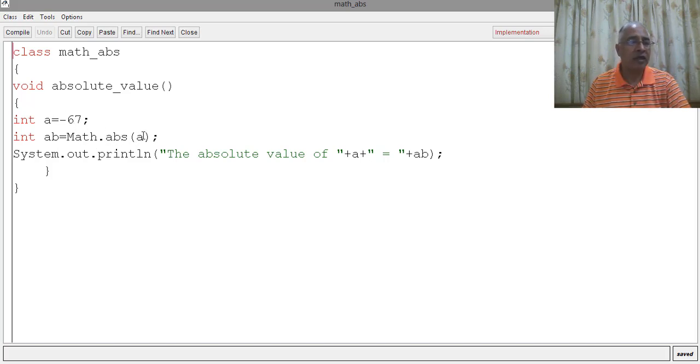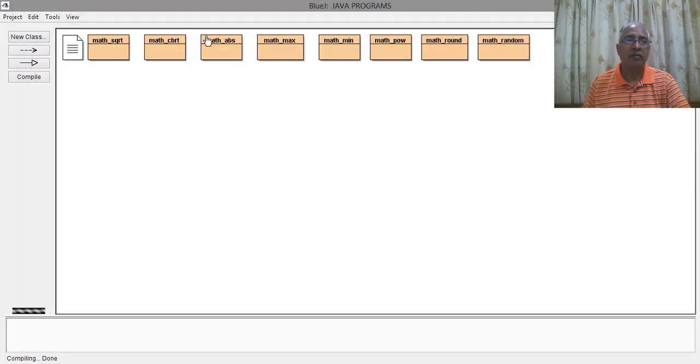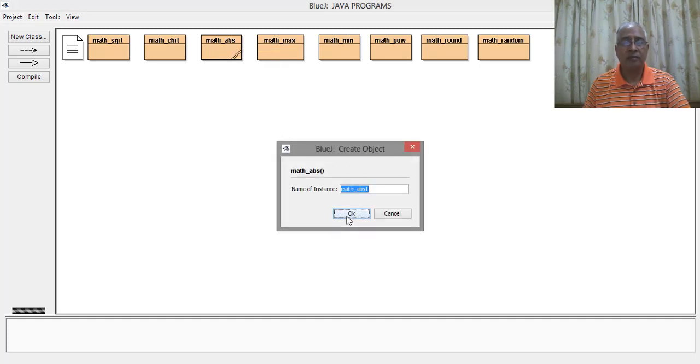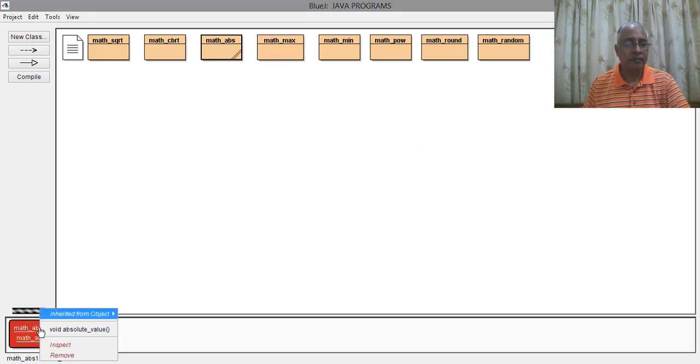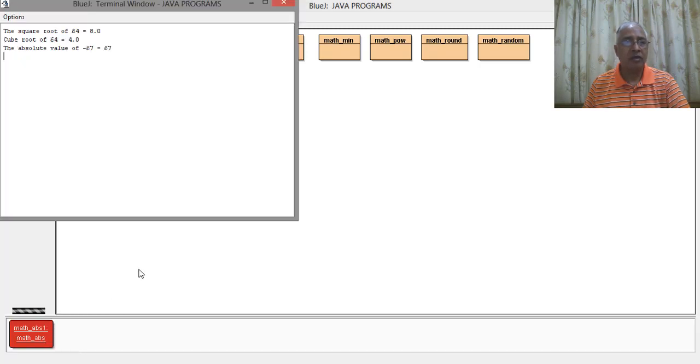So math.abs of a, System.out.println, the absolute value of a is equal to ab, again the formatted output. So again we will compile this program. No syntax errors. Close. Right click. Make the object. This is the object and this is the answer. The absolute value of minus 67 is equal to 67. So this is the output you get for finding the absolute value.